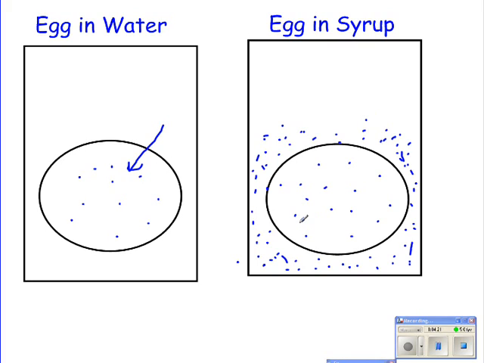So water moved out of our egg in this situation through osmosis, again the movement of water through a selectively permeable membrane. And so we saw in our lab that this egg in syrup lost weight as a result of that, because water moved out to try to increase the concentration of sugar on the inside to match the concentration on the outside.